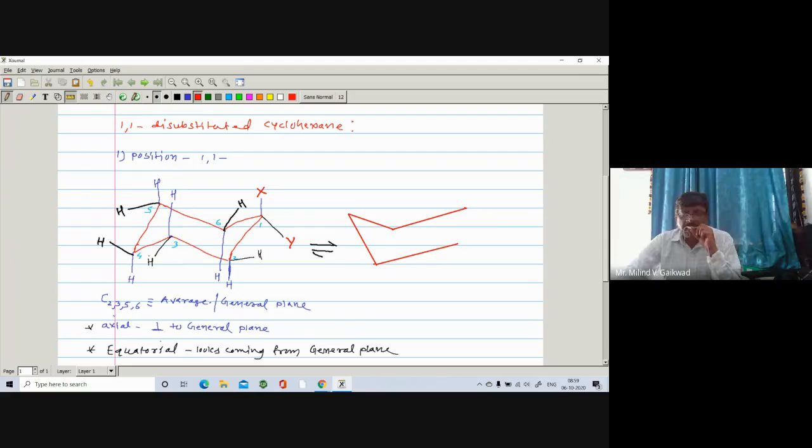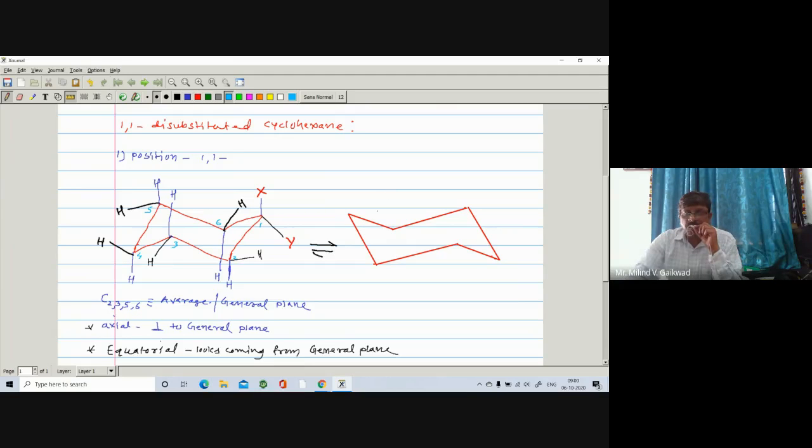Now carbon number 4. Here it is down the plane, but it is parallel to this one, right? So suppose I write here, carbon number 4 is here. So this will go down and this will go down, right? In this way you have to draw such a structure. Again, the same thing, I will give the numbering.